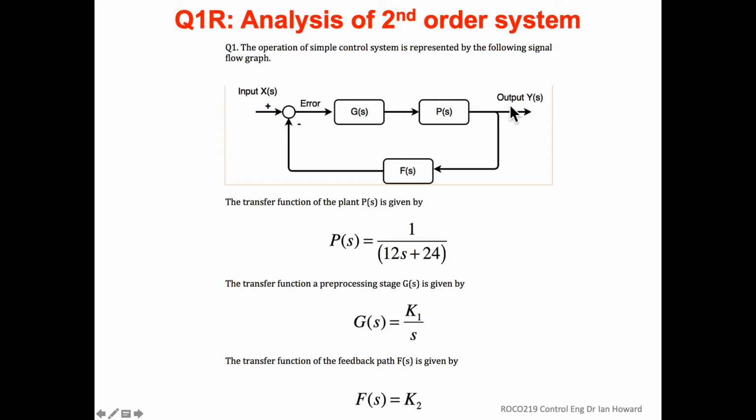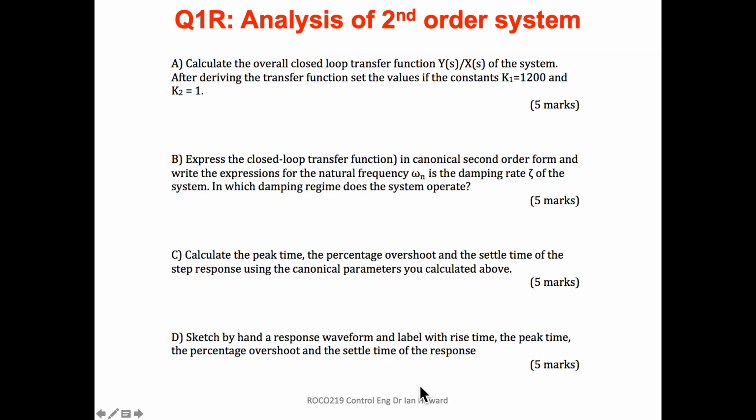The forward path in this controller is comprised of an element G(s) in series with P(s), and then there's a feedback path F(s), which gives negative feedback to this system. We're then given the transfer functions of the various parts. P(s) is the plant, which is 1 divided by 12s plus 24. The transfer function of this G(s) pre-processing part, which could be some kind of controller, is K1 divided by s. And we're told that the feedback path F(s) is just the constant K2.